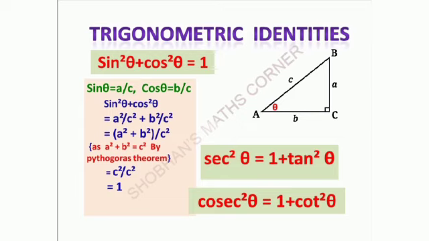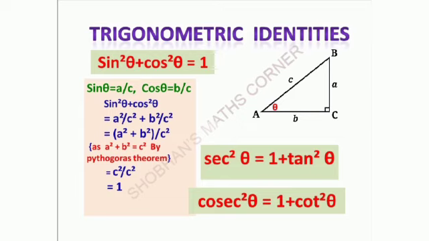They are, you can see, sin square theta plus cos square theta is equal to 1. This is the first identity. And secant square theta is equal to 1 plus tan square theta, the second identity. And next, cosecant square theta is equal to 1 plus cot square theta. This is the third identity.